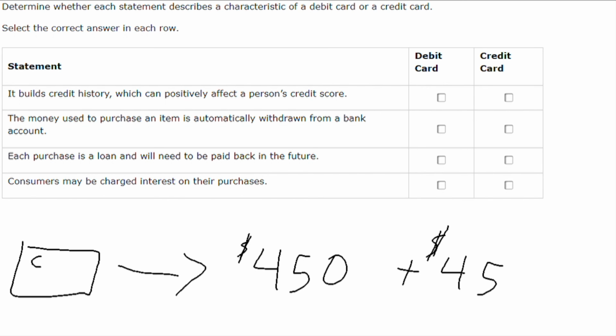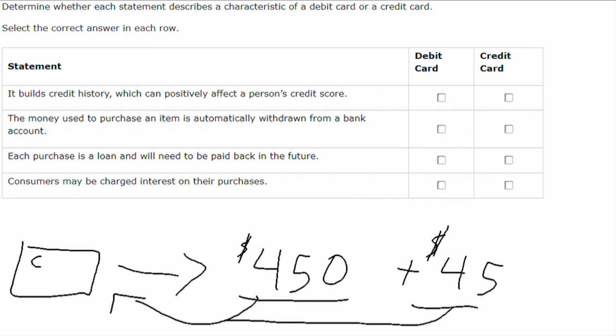You can also see each purchase or use of a credit card as a loan. All right. So what does this mean? Just because you use the $450 doesn't mean that's it. Remember, you're still going to have to return it back. You're still going to have to pay it back plus interest sometimes. So you're still going to have to pay these things back to the original owner.